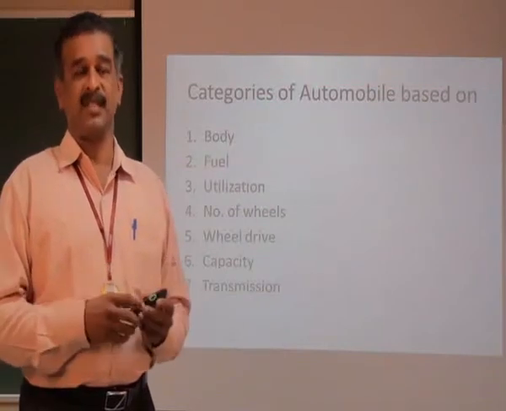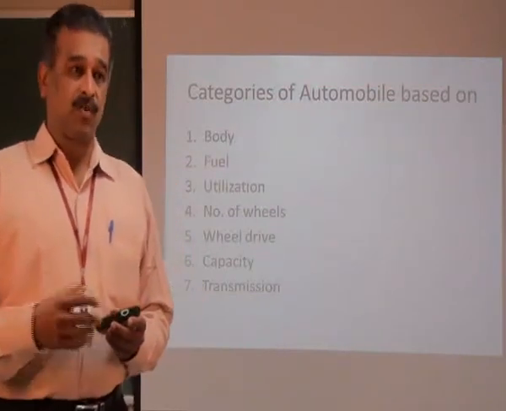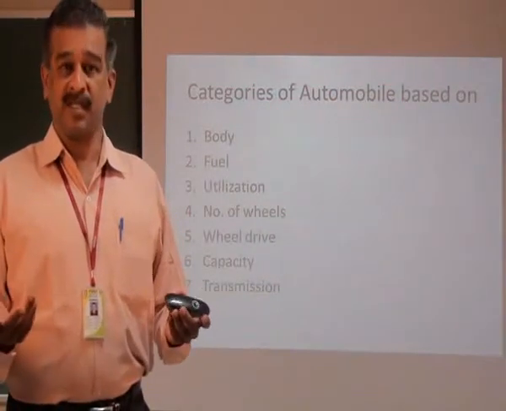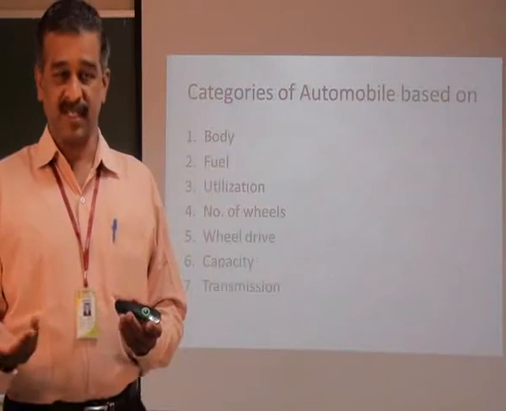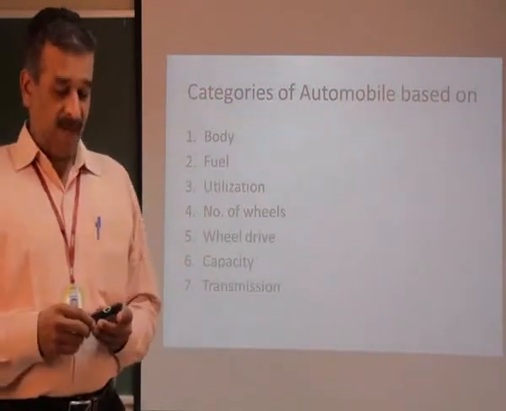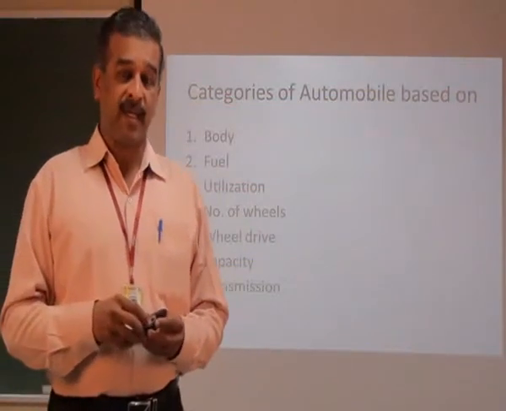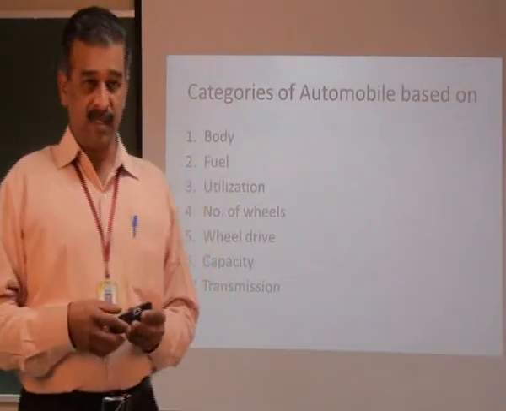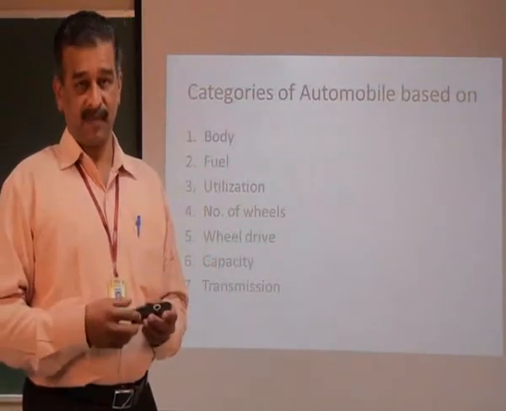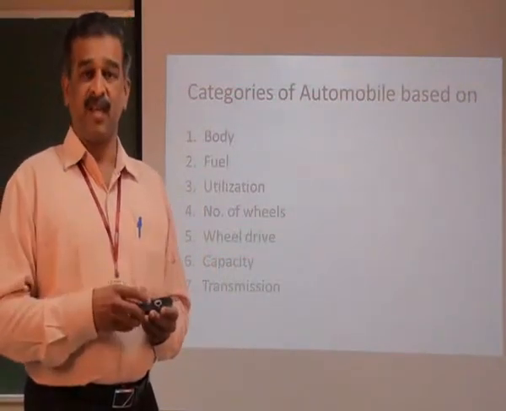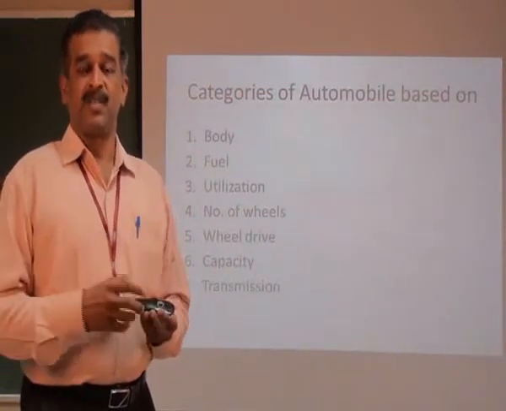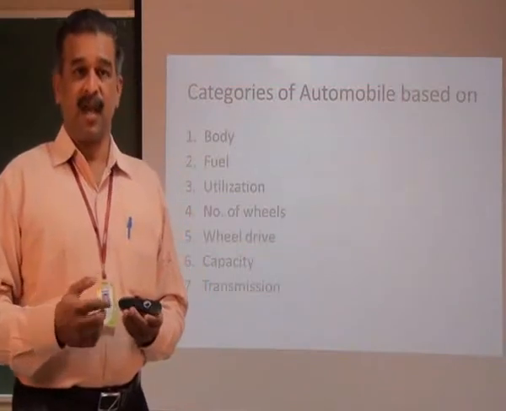When we see the input, it can be either a petrol vehicle or a diesel vehicle. This is generally about IC engines. Nowadays we have solar powered vehicles, electric powered vehicles and many other things like gas, CNG, etc. Then number three, utilization. Whether the automobile is going to carry human beings, that is passengers, or it is going to carry goods. If it is a passenger carrying vehicle, it can be a bus, car, etc. If it is goods carrying, it can be lorries and trailers, etc.